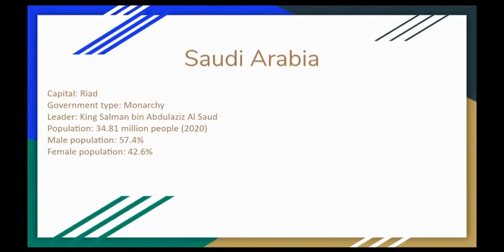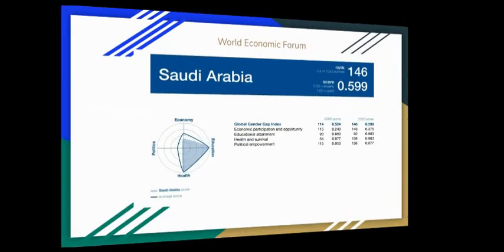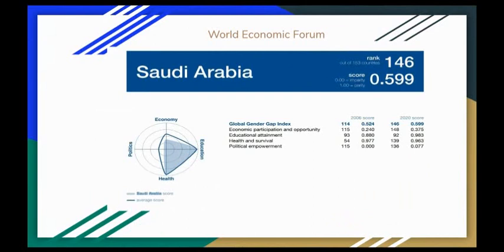Saudi Arabia is a monarchy that has 34.81 million people, in which 57.4% of the population is male and 42.6% of the population is female. For 2020, the World Economic Forum ranked 153 countries according to gender parity and found that Saudi Arabia was ranked 146 overall with a score of 0.599 out of 1.